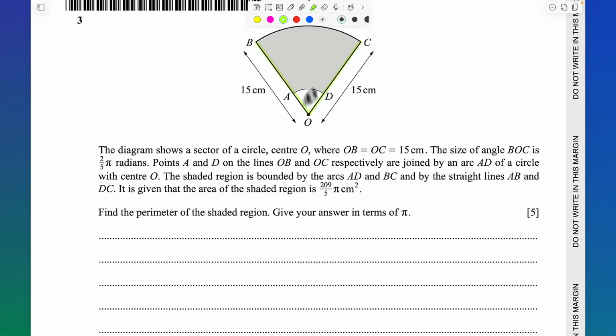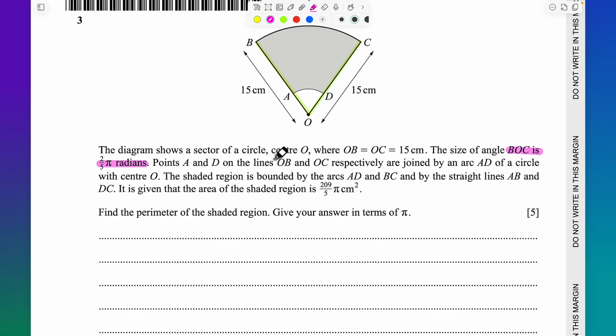Next, the size of the angle BOC is 2 pi over 5 radians. So this angle over here is 2 pi over 5 radians. So that it's not too crowded, I'm going to remove this, and let's just make this a bit thicker. The size of the angle BOC is 2 pi over 5 radians.